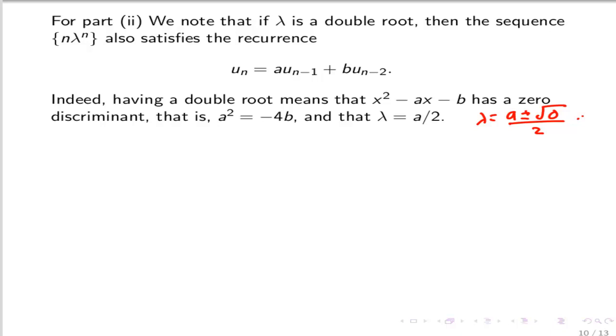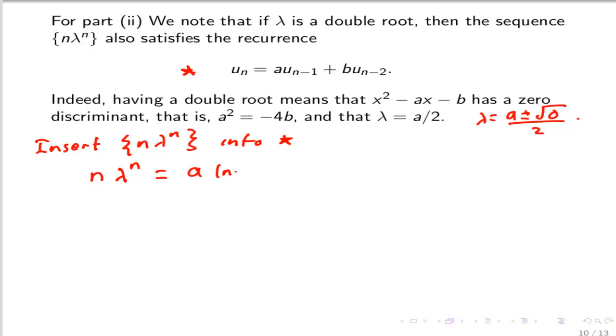Okay, so now let's insert the sequence into the recurrence and show that it works. Insert n lambda to the n into the recurrence star. So on the left-hand side, the nth term would be n lambda to the n. We want to show this equals a times u_{n-1} plus b times u_{n-2}. Okay, so we need to show this is true. And then just multiply it out and cancel lambda to the n minus 2 on both sides.